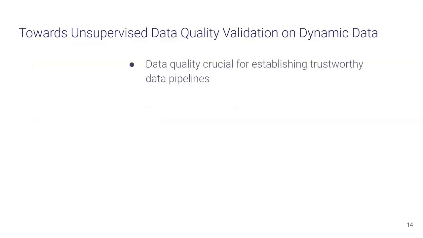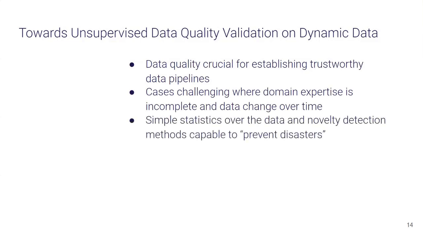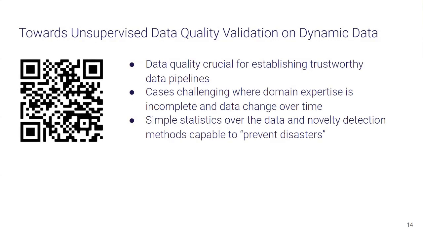To summarize the talk, I would like to address several points as a takeaway message. Data quality validation is crucial for establishing trustworthy data pipelines. The most challenging cases are the ones where domain expertise is incomplete and data change over time. And as it turned out, collecting simple descriptive statistics over the data and analyzing them with novelty detection methods makes it possible to distinguish critical errors in data, does not require domain knowledge at all, and adapts to the changing data. And here's the QR code for our paper.